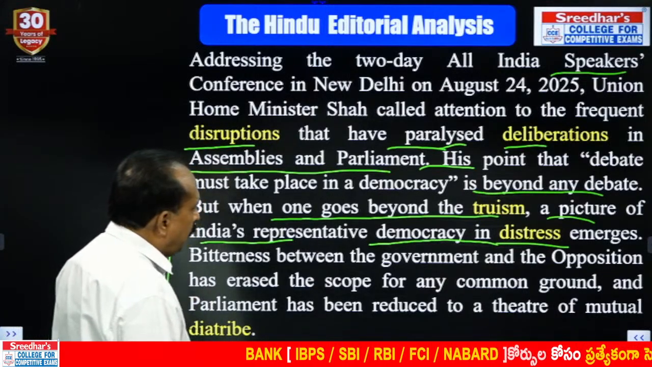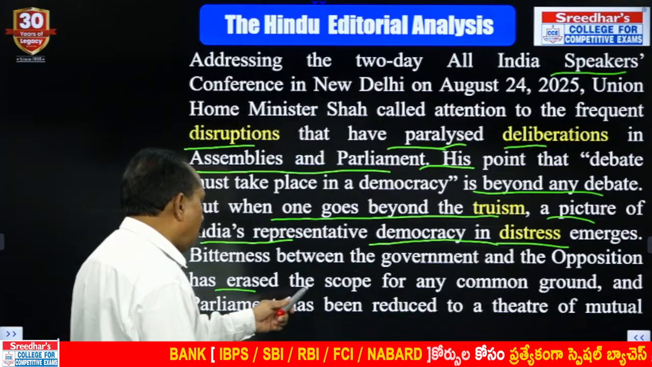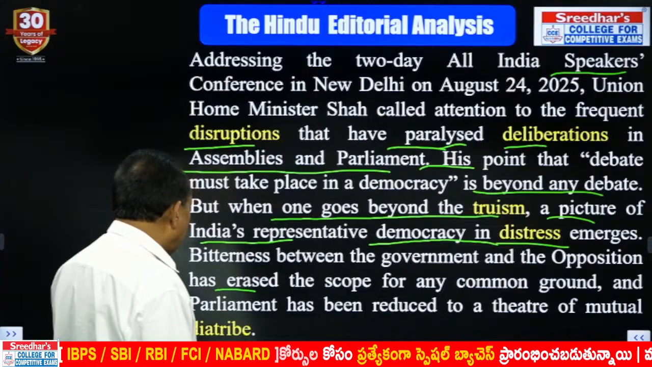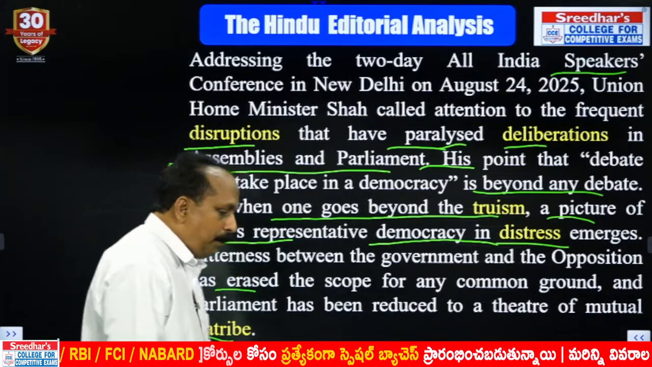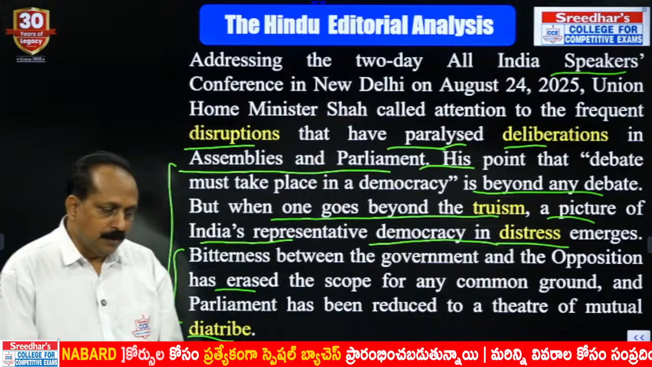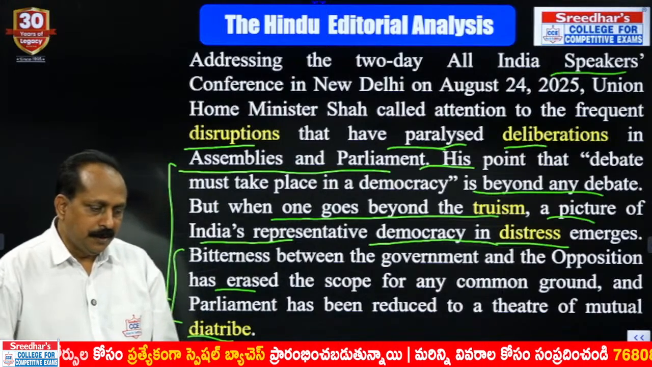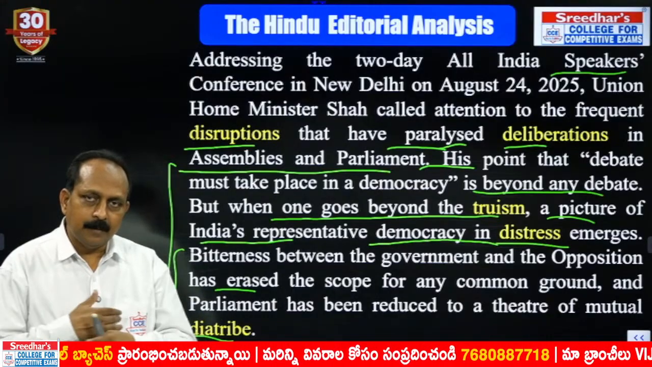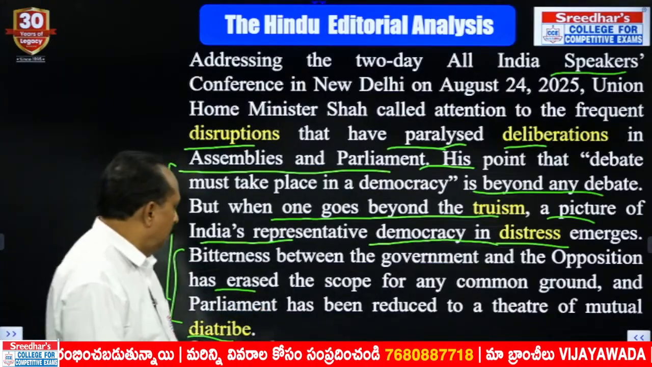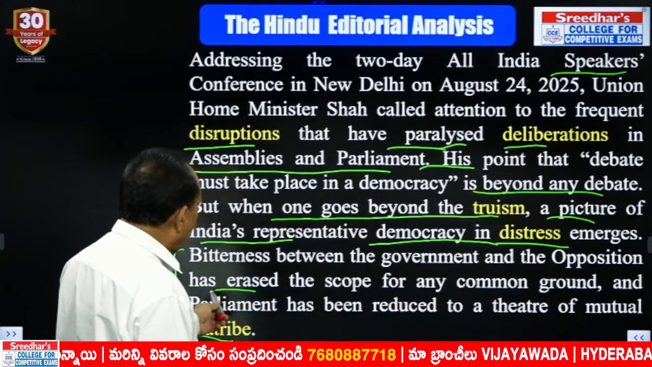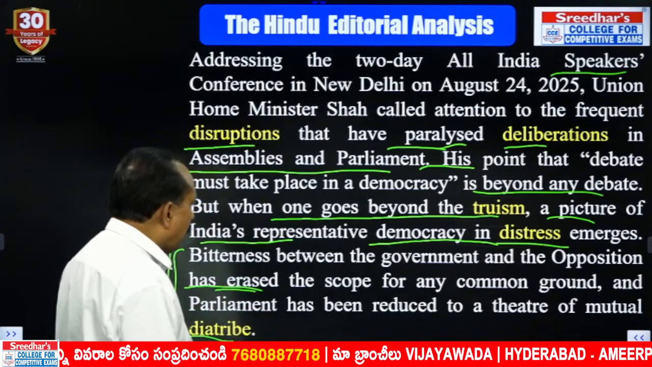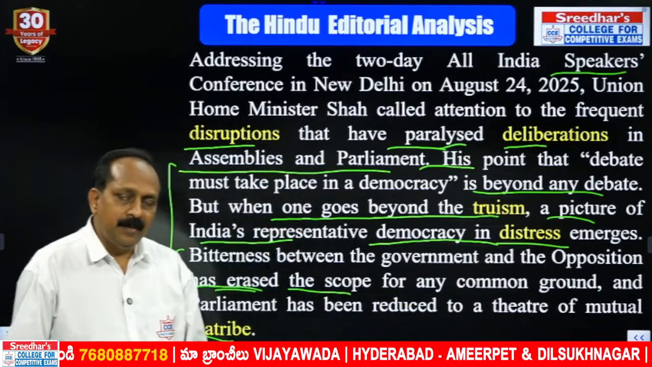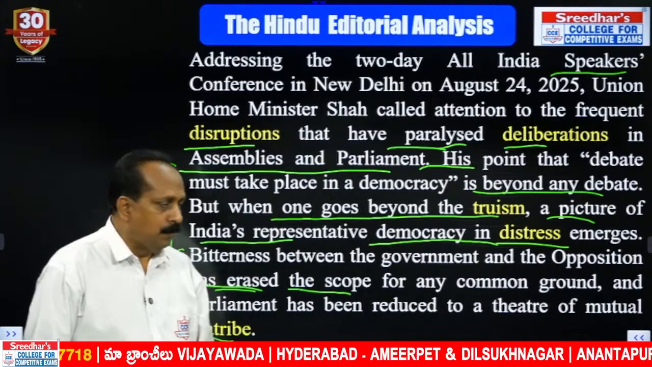Bitterness between the government and the opposition has erased the scope for any common ground, and parliament has been reduced to a theatre of mutual diatribe. There is a lot of bitterness between the ruling party and the opposition, and because of that, any scope for discussion has been erased. Has erased is present perfect active voice. When you discuss, you may get a common ground, but that has been removed.